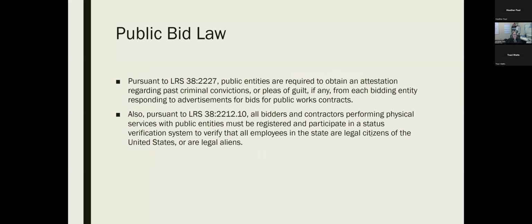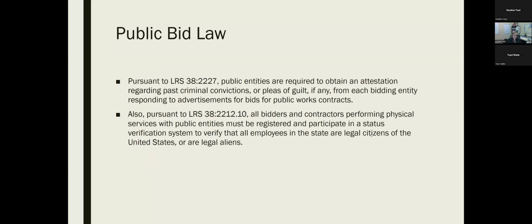Pursuant to Louisiana Revised Statute 38:2227, public entities are required to obtain an attestation regarding past criminal convictions or pleas of guilt, if any, from each bidding entity responding to advertisements for bids for public works contracts.